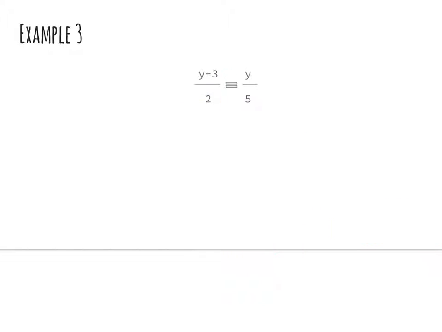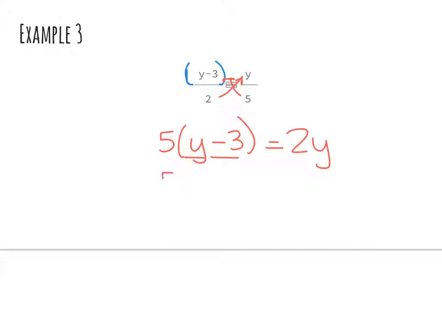Let's try another one. Okay, so here we have another double thing on the numerator of the left fraction here. So we're going to put those in parentheses to show that I need to multiply 5 with both the y and the negative 3. That equals 2y here. So this becomes 5y minus 15 equals 2y.